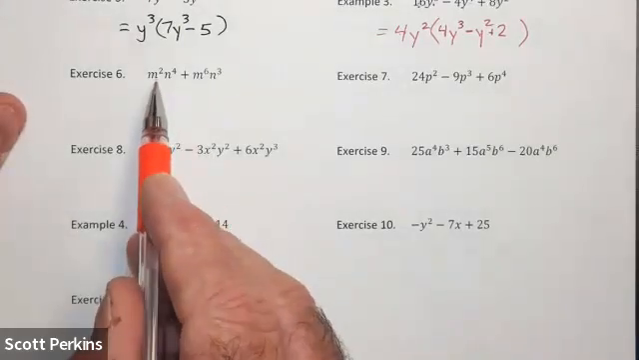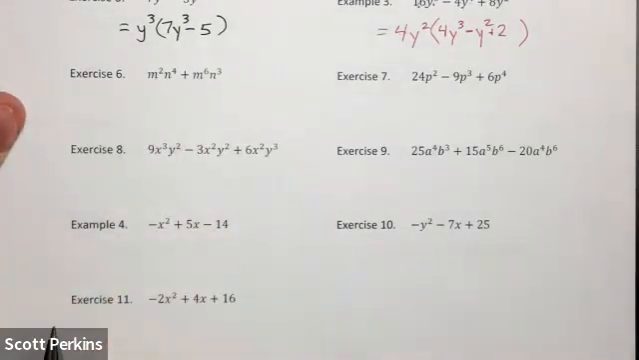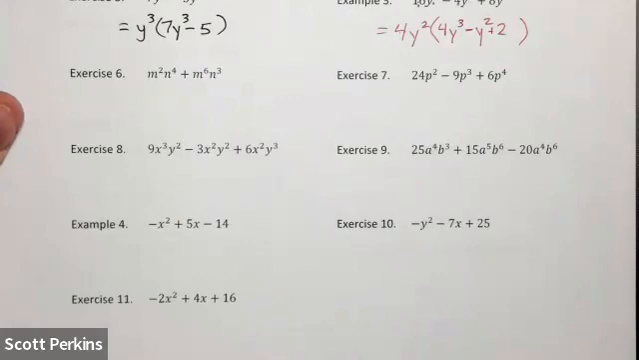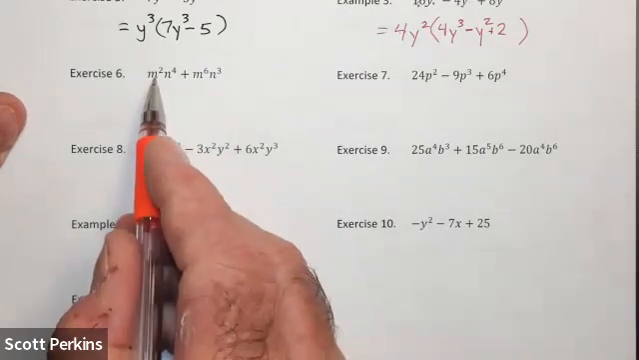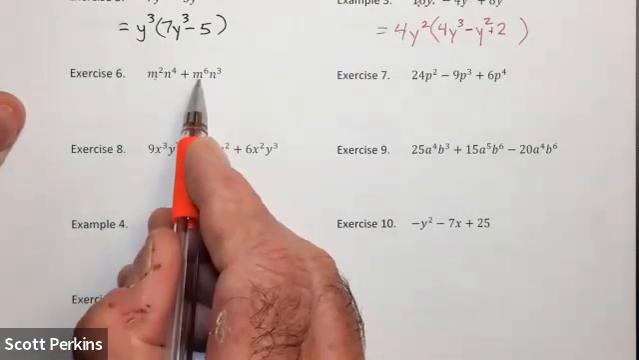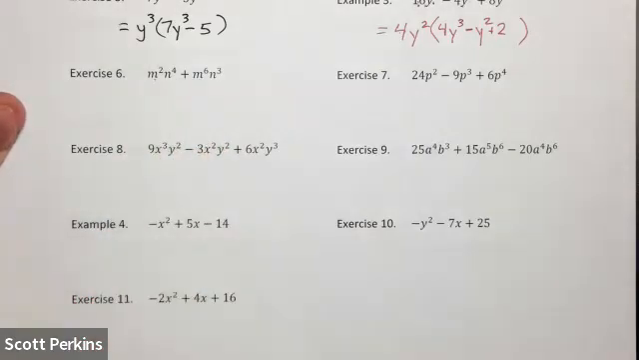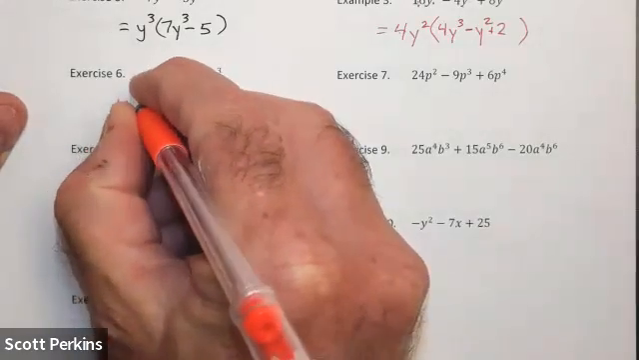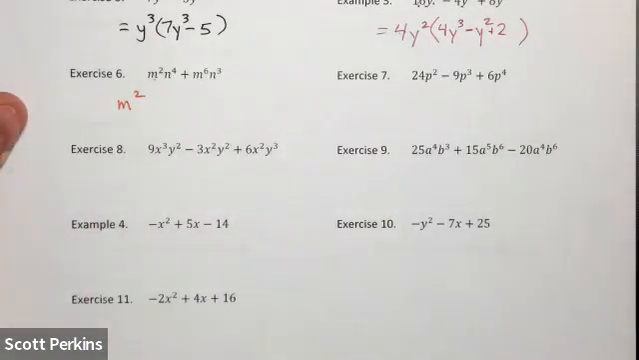So both of these terms have m's and n's to them. So let's just take it one variable at a time. My m's, I have 2 m's in the first term. I have 6 m's in the second term. So how many can I factor out? 2, always the lowest power, every time, every day. So m squared, I can factor that out.